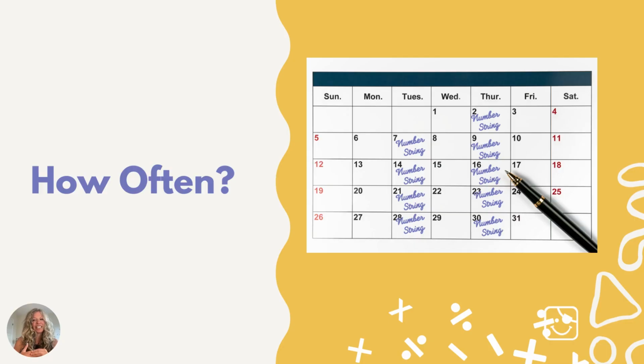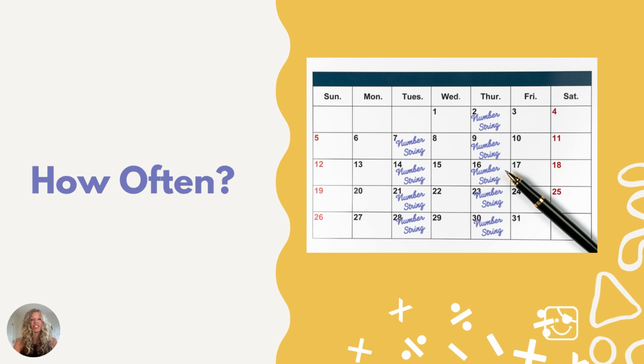The next question is, how often should I incorporate number strings into my math instruction? What I like to say is you want to aim to incorporate number talks into your classroom 3 to 5 times a week. And remember, a number string is a type of number talk. But since there are more problems to analyze in a number string, it can take a little bit longer. So I aim to use number strings about 2 times a week in my classroom.